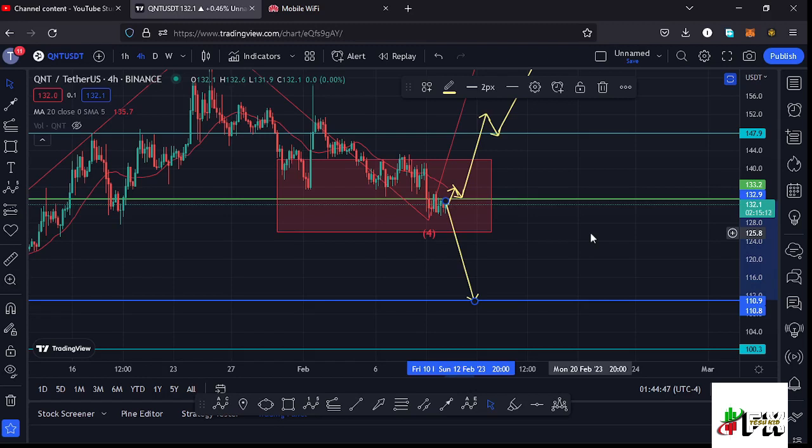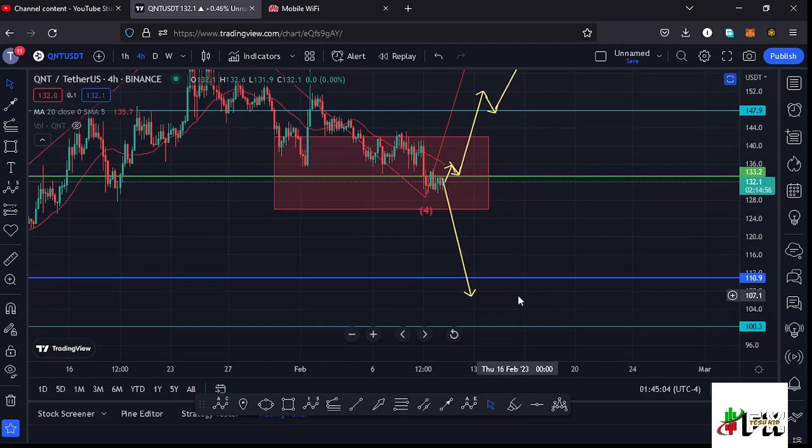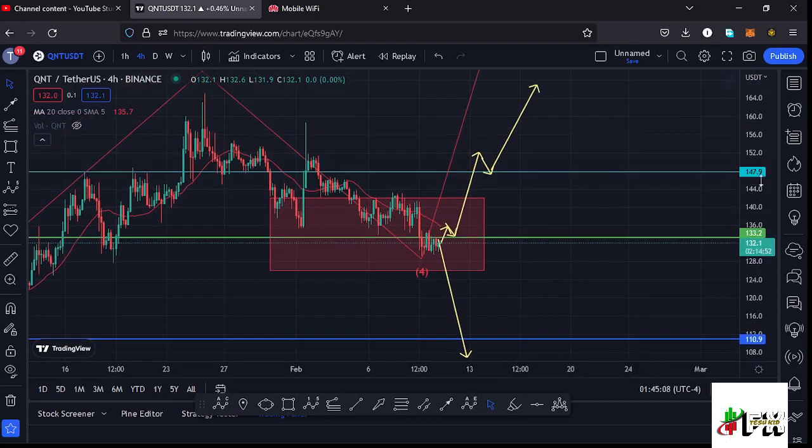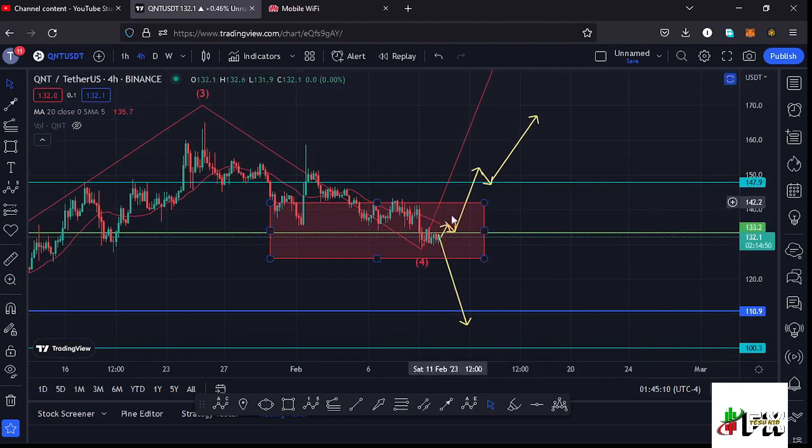And at this key area of support at around the $110.9 mark, we can either find support and be able to regain, that is bounce back to the upside, maybe in a different Elliot wave count here on the Quant chart. But upon losing this key area of support, then I'll be watching the $100.3 mark on the worst case scenario.